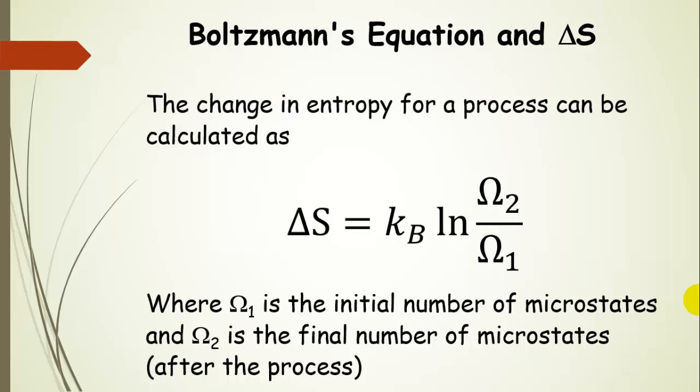Now, what if we have a process? What about evolving from a less probable to a more probable configuration? What could we do? Well, we would calculate delta S in this case. We'd still have the Boltzmann constant, and it would be multiplied by the natural log of the final number of microstates divided by the initial number of microstates.